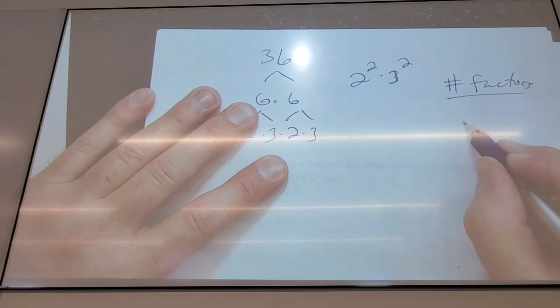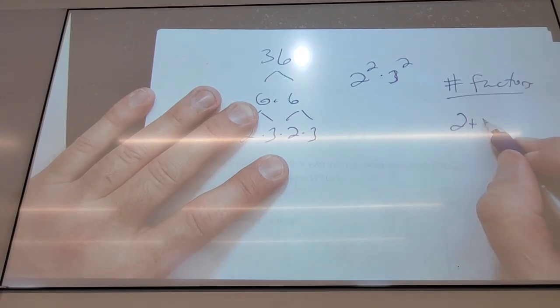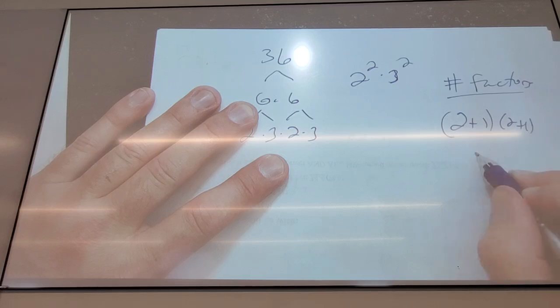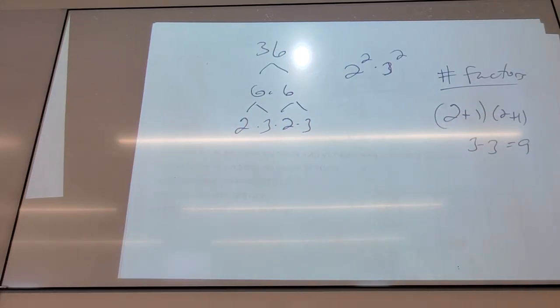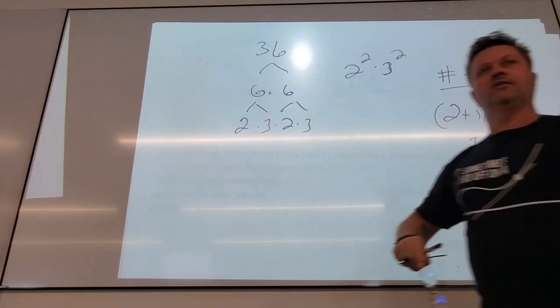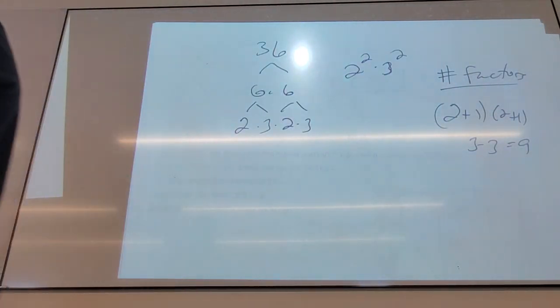How do I do it? I always do it the same way, right? So it'll be 2 plus 1 times 2 plus 1. 3 times 3, there will be 9. There's an odd number. Why? Because right in the middle, the number that gets paired with itself is 6. Now, does that make sense?